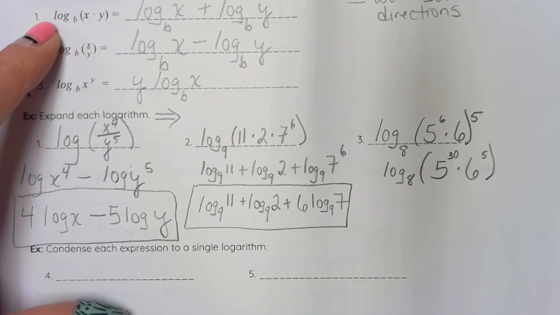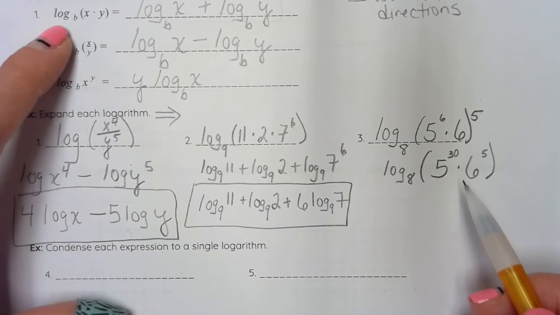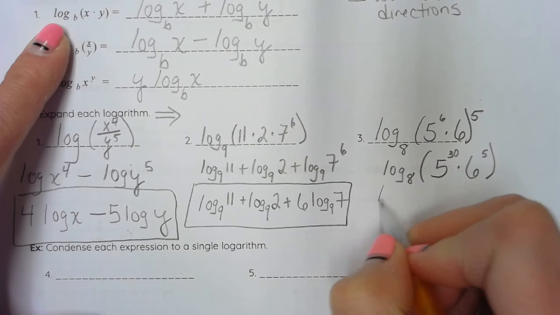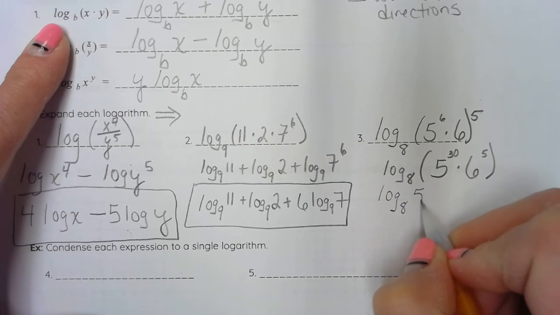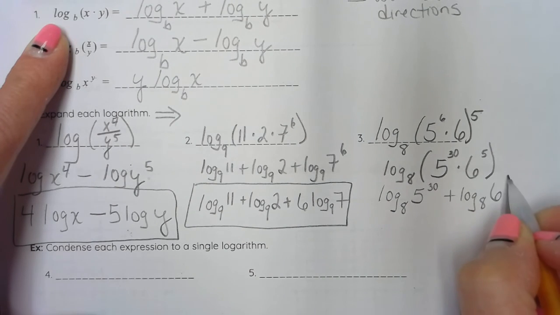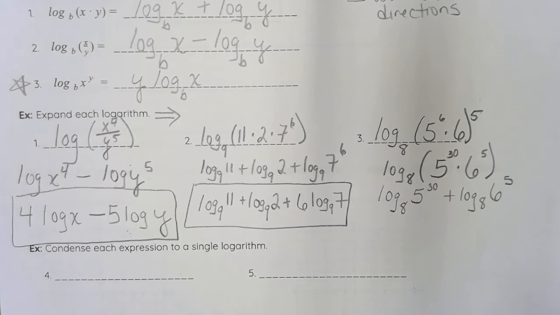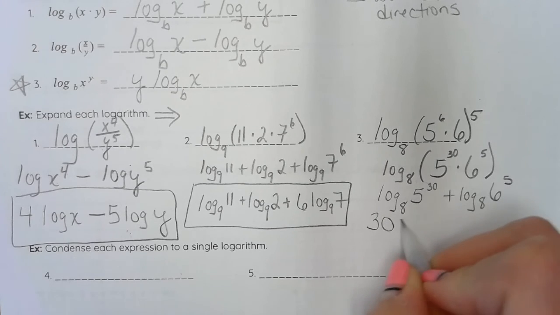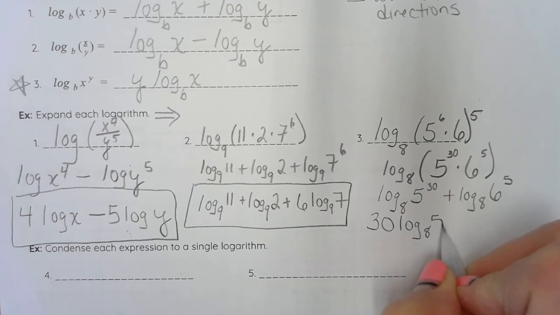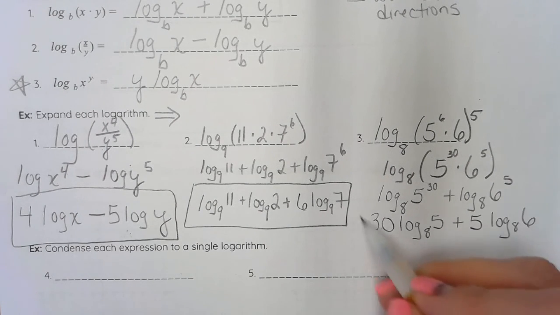And now I'm going to use my log rules. This is the log of a product, so I'm going to use rule number 1, the product rule. So I have log base 8 of 5 to the 30th plus log base 8 of 6 to the 5th. I'm not ready to circle my answer because I have to check for exponents. And both of these have exponents, which can be brought out to the front as coefficients. So we have 30 log base 8 of 5 plus 5 log base 8 of 6.